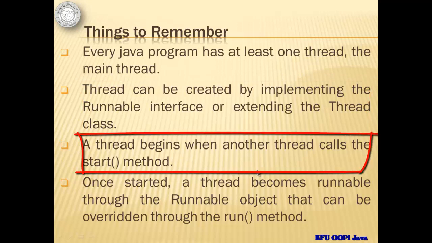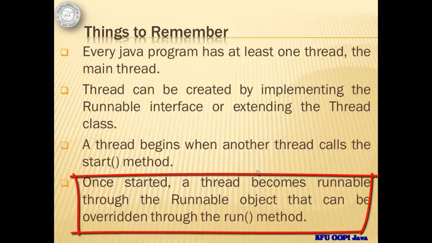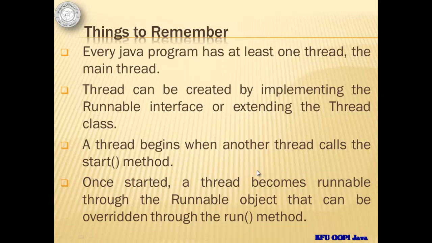3. A thread begins when another thread calls the start method. And 4. Once started, a thread becomes runnable through the Runnable object that can be overridden through the run method. This means that we have to change the definition of the run method that we inherited from the super Thread class. Threads can be simple and risky at some points. That's why programmers should be careful in assuring that threads don't interfere with each other.